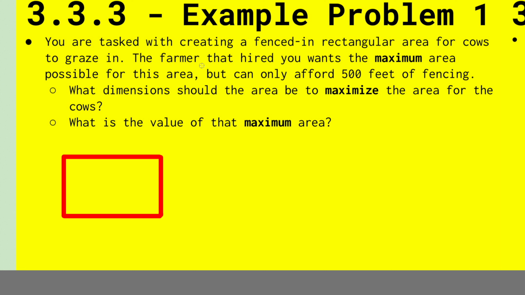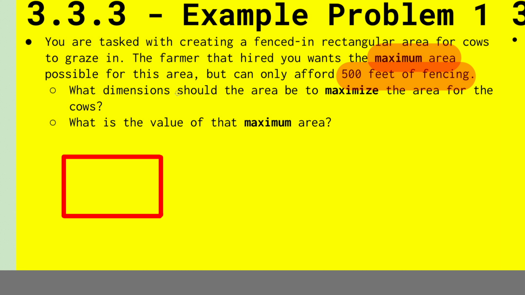The farmer that hired you wants to maximize the area. So that is the first thing we're looking for here, maximum area. We're trying to figure out what's the most area you can have in this rectangle. And it says the farmer wants as large an area as possible, but can only afford 500 feet of fencing. So all around that red rectangle that I made, basically you only have 500 feet of fencing there, so the perimeter can only be 500 feet. What would be the maximum area for that, given that it has to be a rectangle?